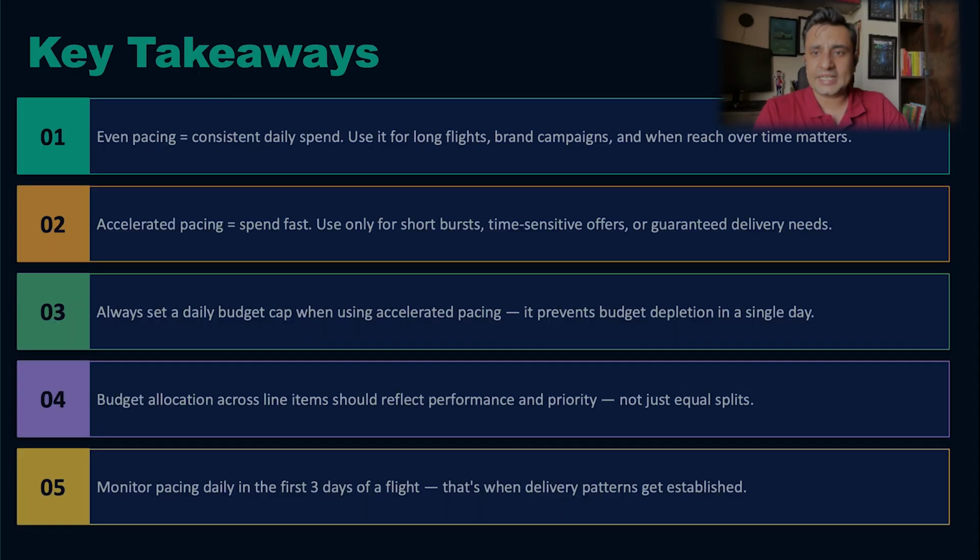Key takeaways from today's video: what is even pacing? Consistent daily spend. What is accelerated pacing? When you want to spend fast, use it for short bursts, time sensitive offers, or guaranteed delivery needs. Third, always set a daily budget cap when using accelerated pacing, otherwise your budget can get depleted as soon as possible. Fourth, your budget allocation across line items should reflect performance and priority, not just equal splits. Very important point to note. And fifth, monitor pacing daily in the first 3 days of the flight because that's when delivery patterns get established.